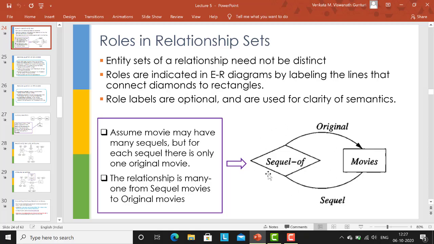And now when you convert this particular relationship set into a table, you're going to have two copies of the movie primary key. Now to disambiguate, you will have to rename them as primary key of the original and primary key of the sequel, right?